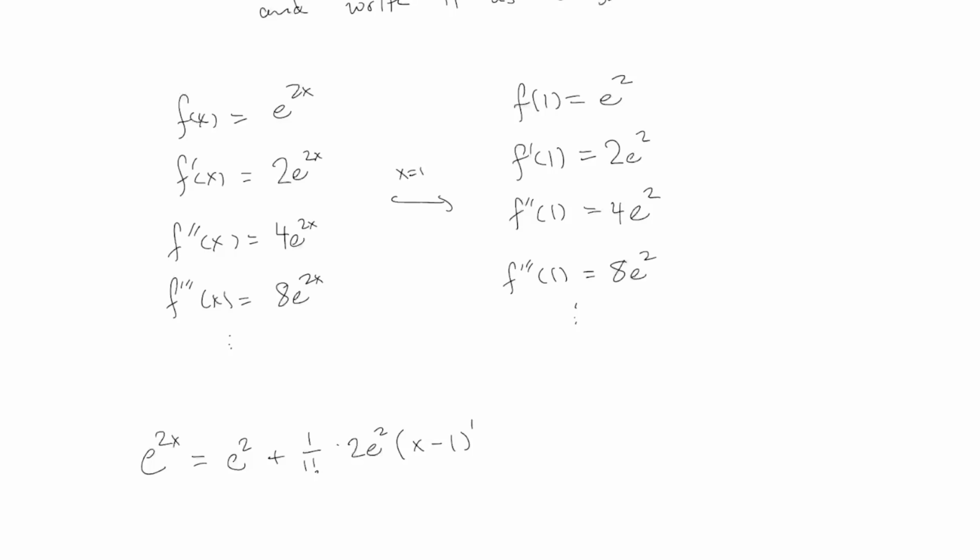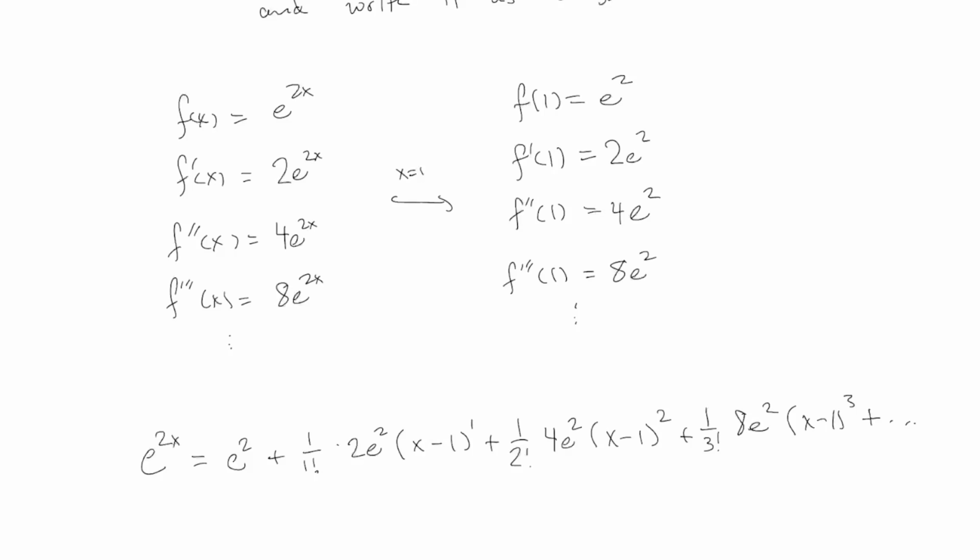All right, that's the first one, and then we have 1 over 2 factorial times the next constant is 4e to the 2, and then x minus 1 to the 2. And then 1 over 3 factorial, 8e to the 2, x minus 1 to the 3, and so on. I hope this is what you got. Those are the first 4 non-zero terms.